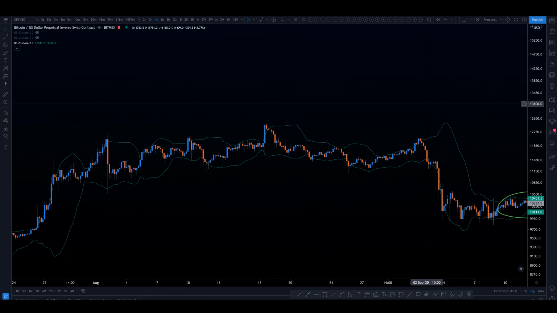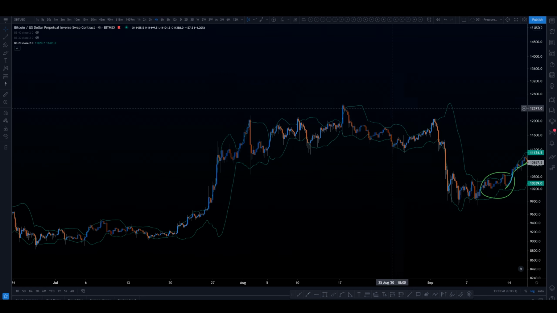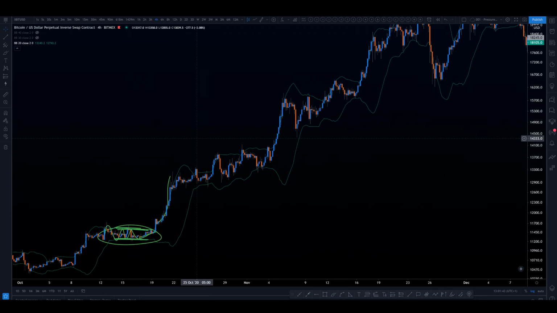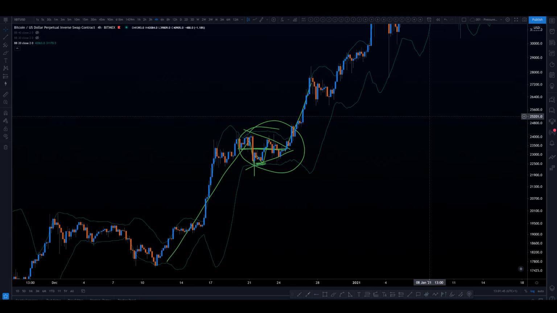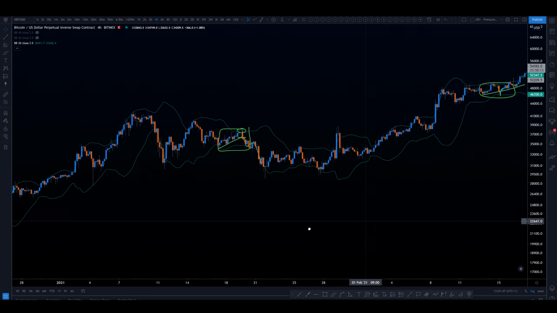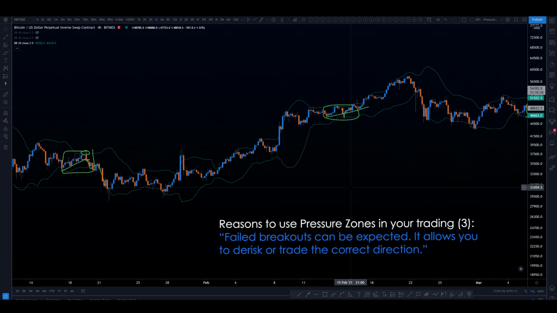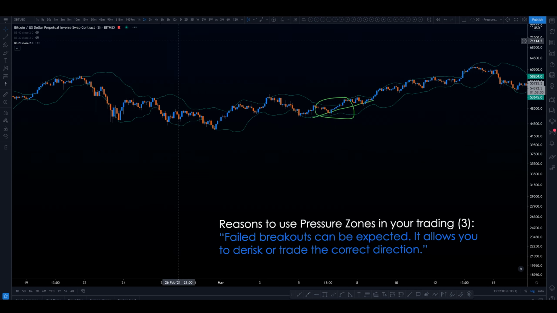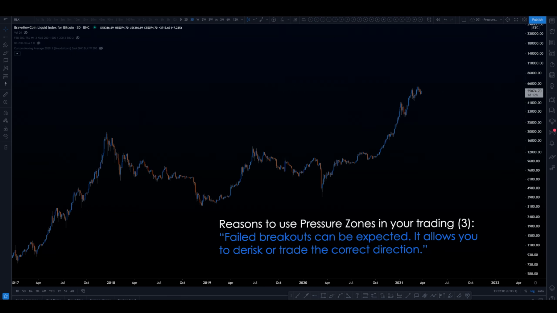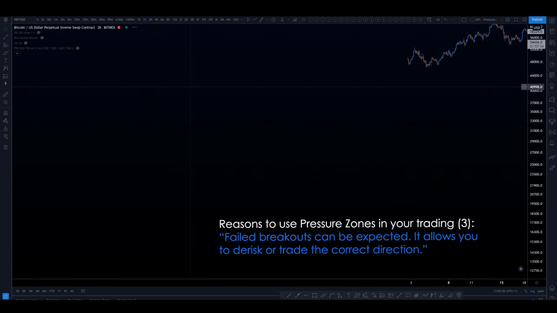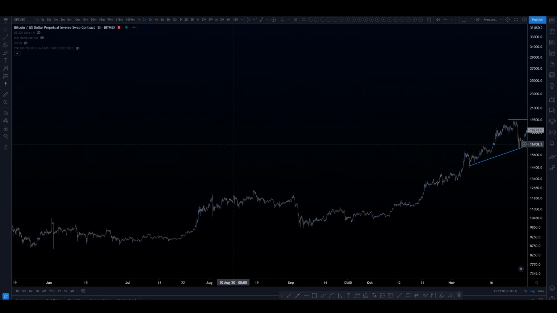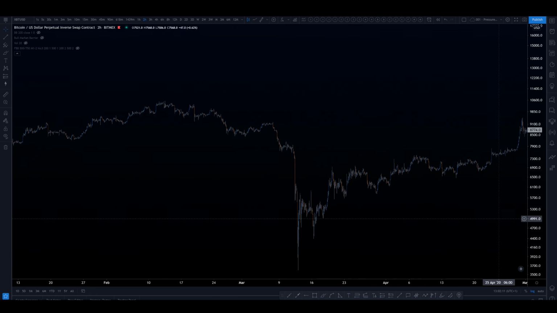Okay, this should be a demonstration of how you can actually find the breakout direction in advance. Price action tells you a lot. Expecting failed breakouts. I'm going to go to this chart. Let me show you something that is a very good example.